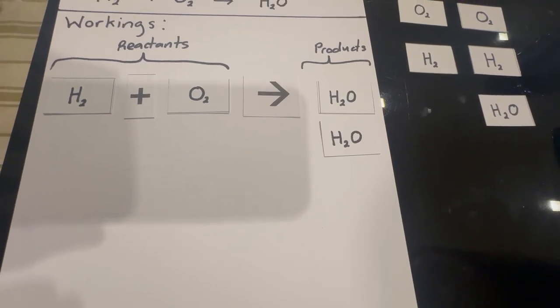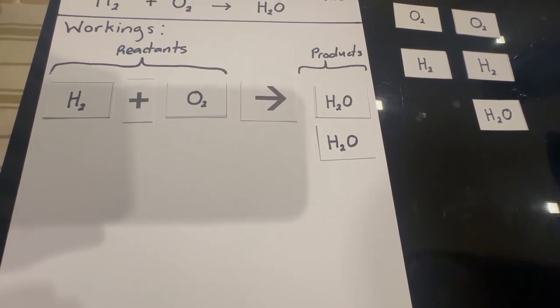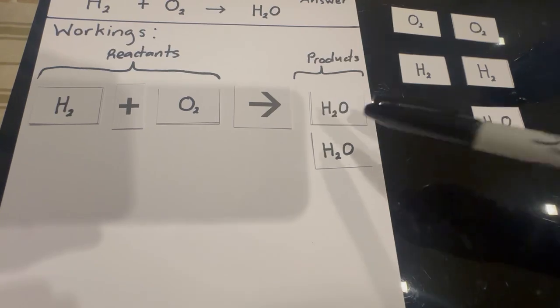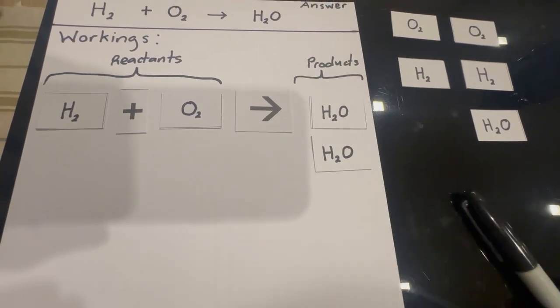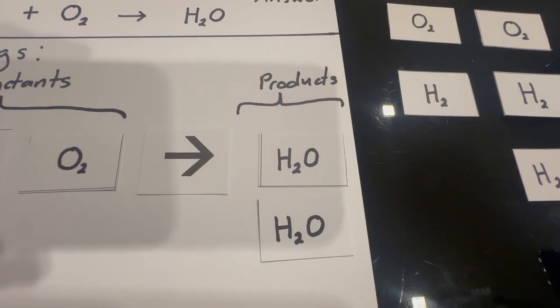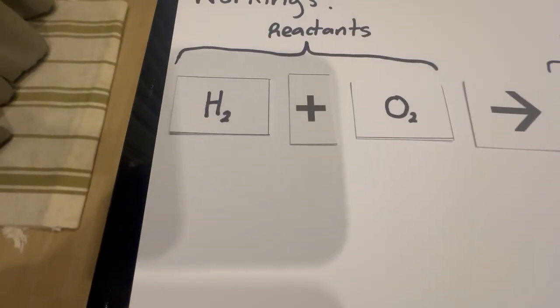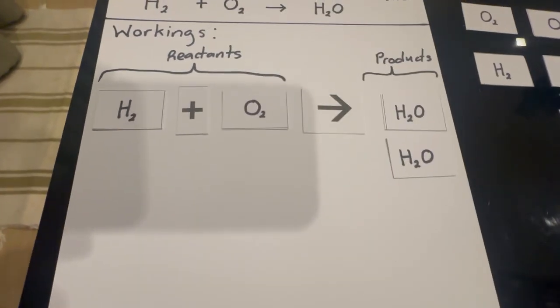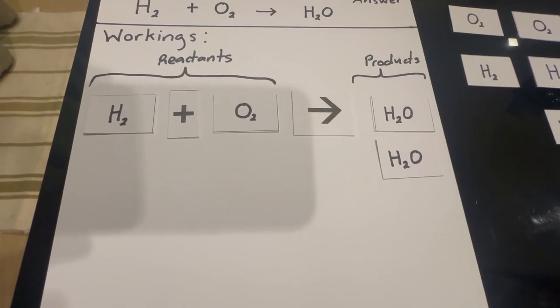Because there are 4 hydrogen. 4 hydrogens where? 2 here and 2 here. Oh, so 4 hydrogens on the product side. Yeah. How many are there on the reactant side? 2. Okay, so how could I fix it?